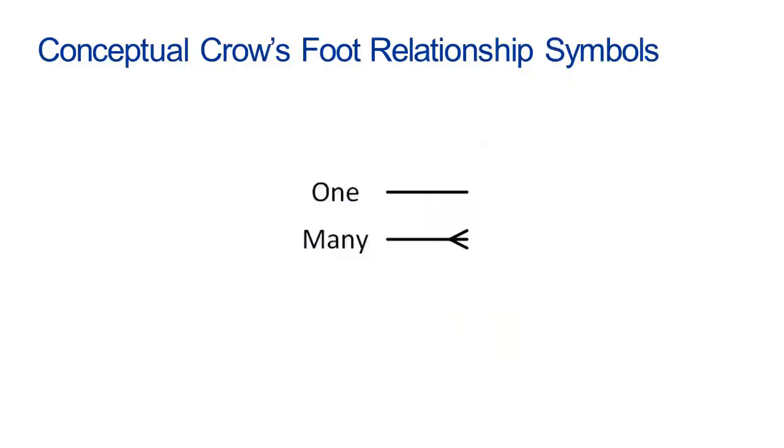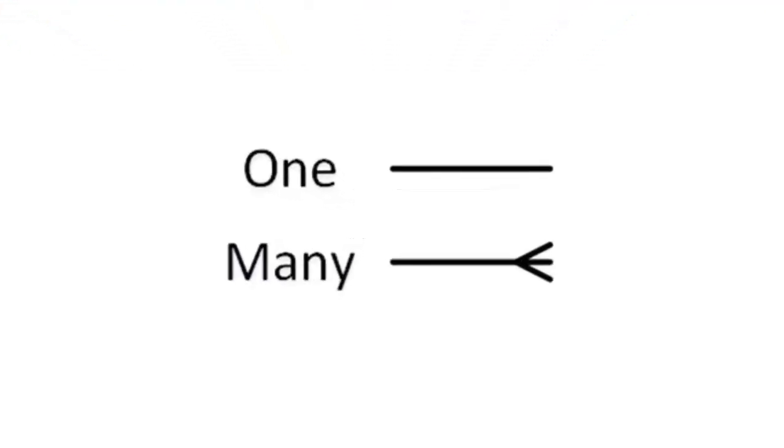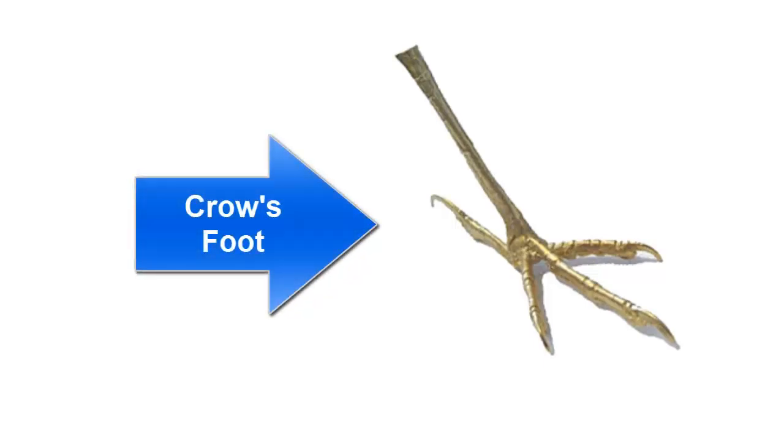Next, let's expand the set of tools that we have available for describing the relationships between entities. We will begin by learning 2 simple symbols for describing conceptual relationships between entities. The first of these symbols is a simple line, and it is used to represent a conceptual 1 relationship between entities. The second of these symbols is known as a crow's foot because it is supposed to look like the foot of a bird, and we use this symbol to represent the conceptual notion of many.